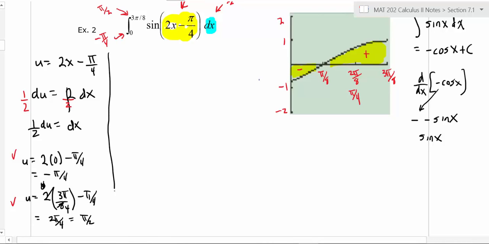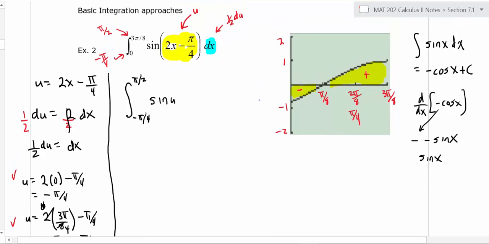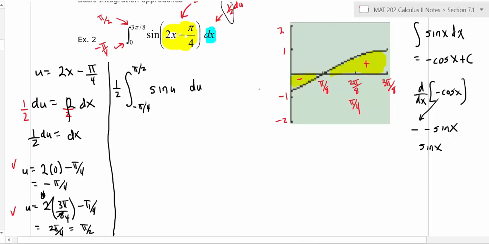Okay, so we got all that u-substitution stuff going on here. So here's how we go. We've got the integral, the 0 changed to negative pi over 4, the 3 pi over 8 changed to pi over 2. This is going to be sine of u, that's what we let u be. And then the dx in here is going to become 1/2 du. Now, since the 1/2 is a constant, you can put that in front like that. So that's what we're going to work out, which is a pretty simple integral now to do.